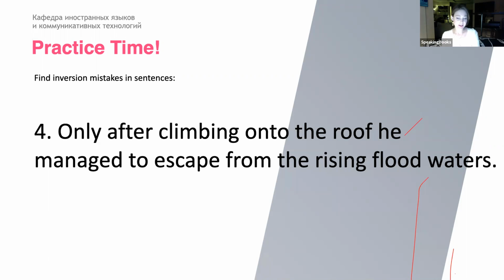Nastya, yes. Only after climbing onto the roof did he manage to escape from the rising flood waters, because it is the first type of inversion. We do not have any prepositional phrase at the front of the sentence. What we have here is a limiting adverb, and that is how we know that it should be the first type of inversion. Only after doing something did he manage to escape from the rising flood waters.